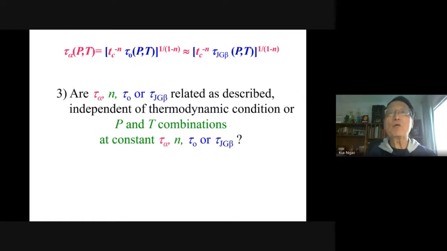Again, we are now going to talk about the P and T combination a lot more, because it's now linked with the JG beta. Look at the bottom line. We want to show now not only that tau alpha is invariant to pressure and temperature, we also show that tau JG beta is also true, because we already know that tau 0 and tau JG beta are very similar. So it may be true. So let us go to the experimental data.